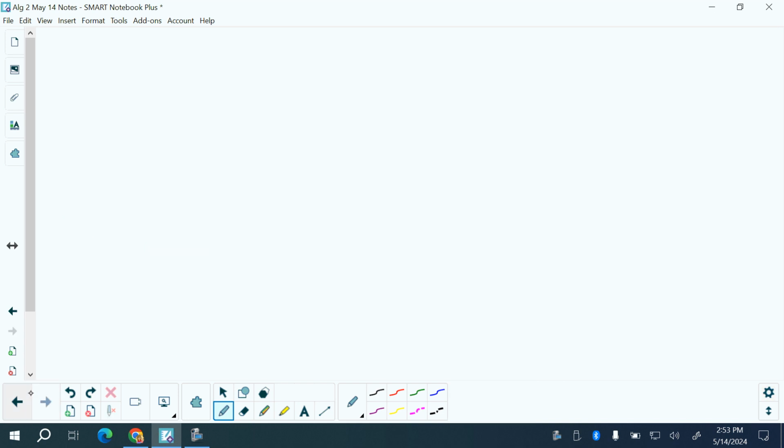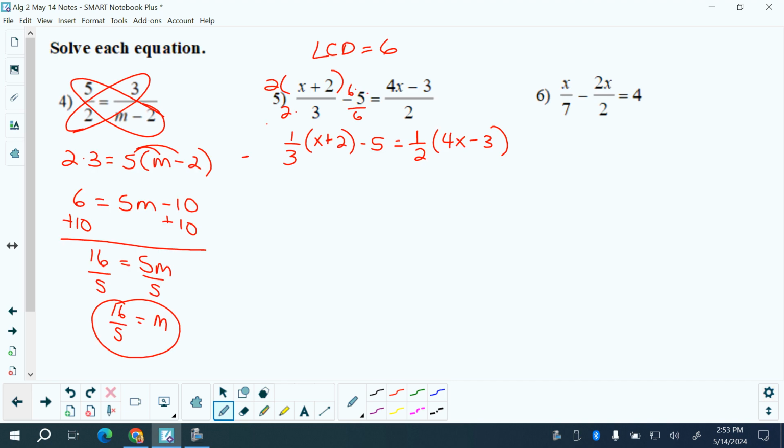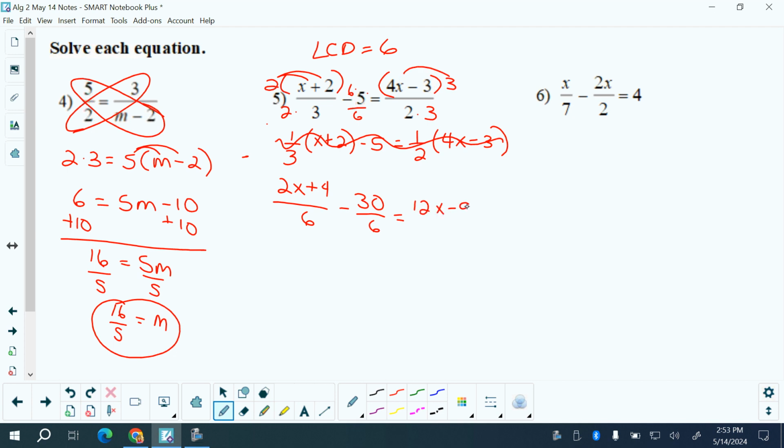And then what about the last fraction? 2 times what gives you 6? 3, so multiply by 3 and 3. Then I have to distribute: 2x plus 4 over 6 minus 30 over 6 equals 12x minus 9 over 6. That's my next step. Multiply by 6 to get rid of the denominator.